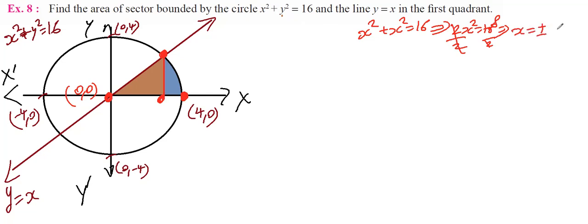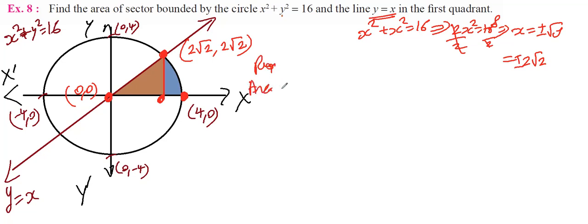So the value of x will be plus or minus square root of 8. This square root of 8 means 2 root 2, plus or minus 2 root 2. So here in the first quadrant, the value of x is only plus 2 root 2. Similarly, the y coordinate will also be 2 root 2 only. Why? Because y is equal to x is the equation of the line. Now my required area will be this first part plus this second part.